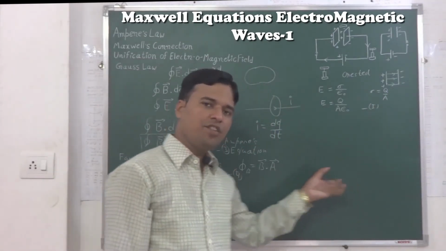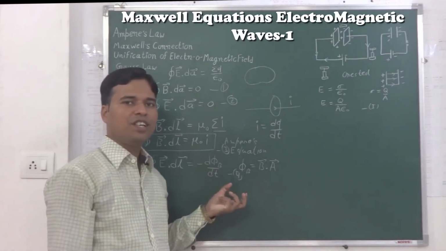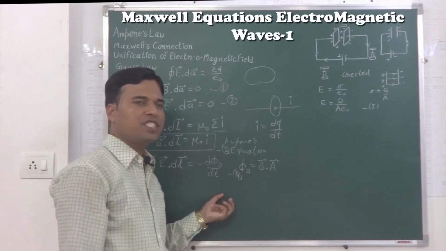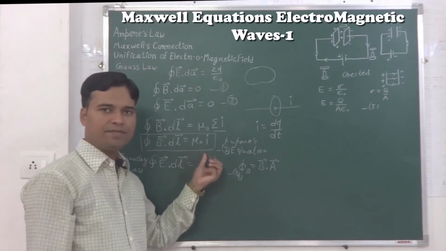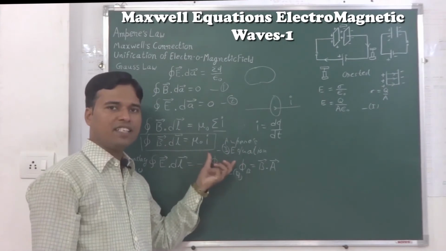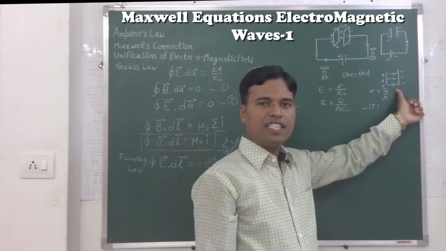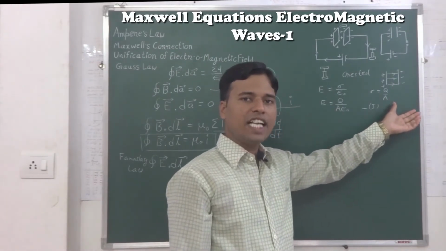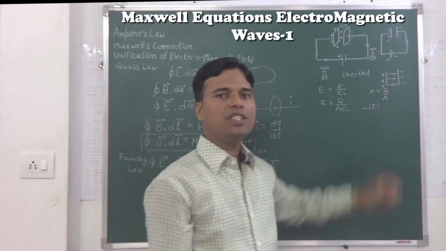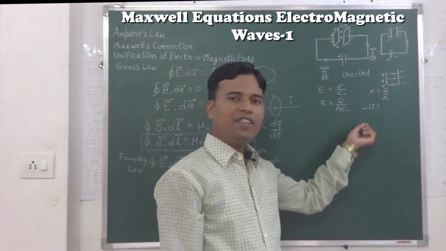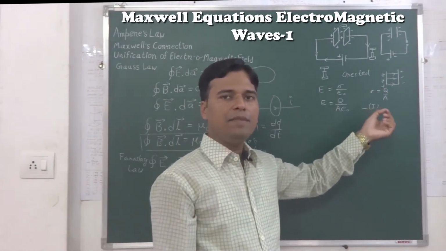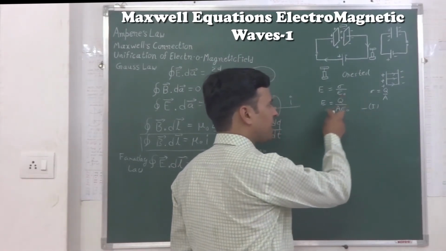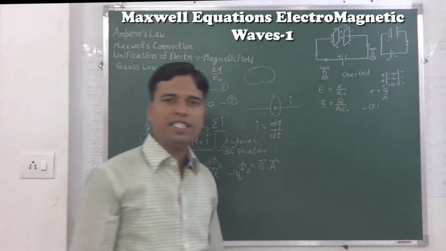Now dear students, we are trying to find out, according to Maxwell, what is the correction which was needed in the equation 3 for its perfection and completion. Students, on the plates of capacitor, the charge will be increased gradually when we close the key, and when we open the key, the charge will be decreased gradually. In that condition, the charge will be changed, so electric field also will be changed.